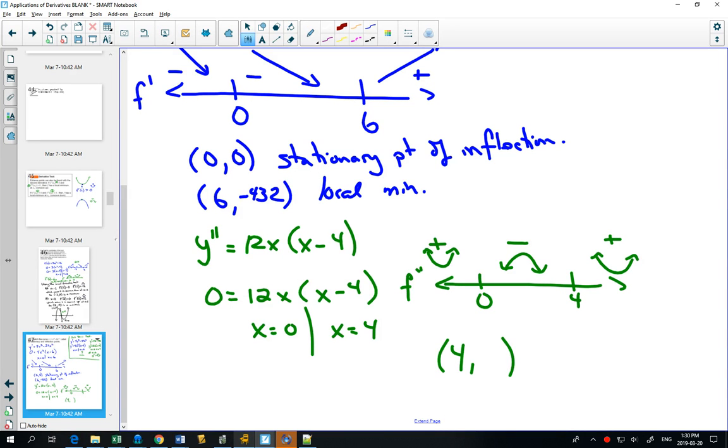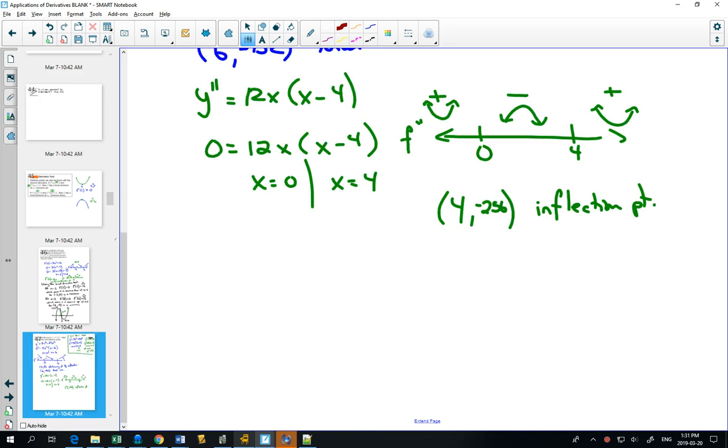and again, we'll have to plug this into our calculator. 4 to the power 4 minus 8 times 4 cubed, negative 256, is an inflection point. Yes. Well, a stationary point means our derivative is 0. And a stationary point of inflection, which we're going to graph it right now and see it.